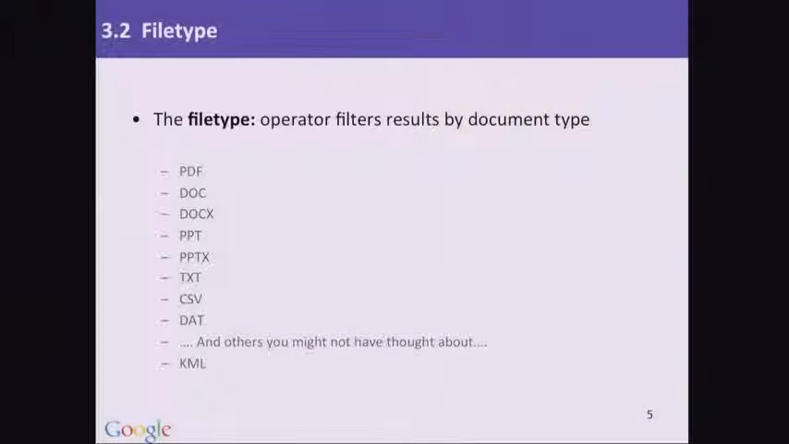The next most common operator is called file type. Just as site limited your results to pages within a particular website, this is the way of limiting your results to files and documents of a particular kind. Now, there are lots of different kinds of documents out there.